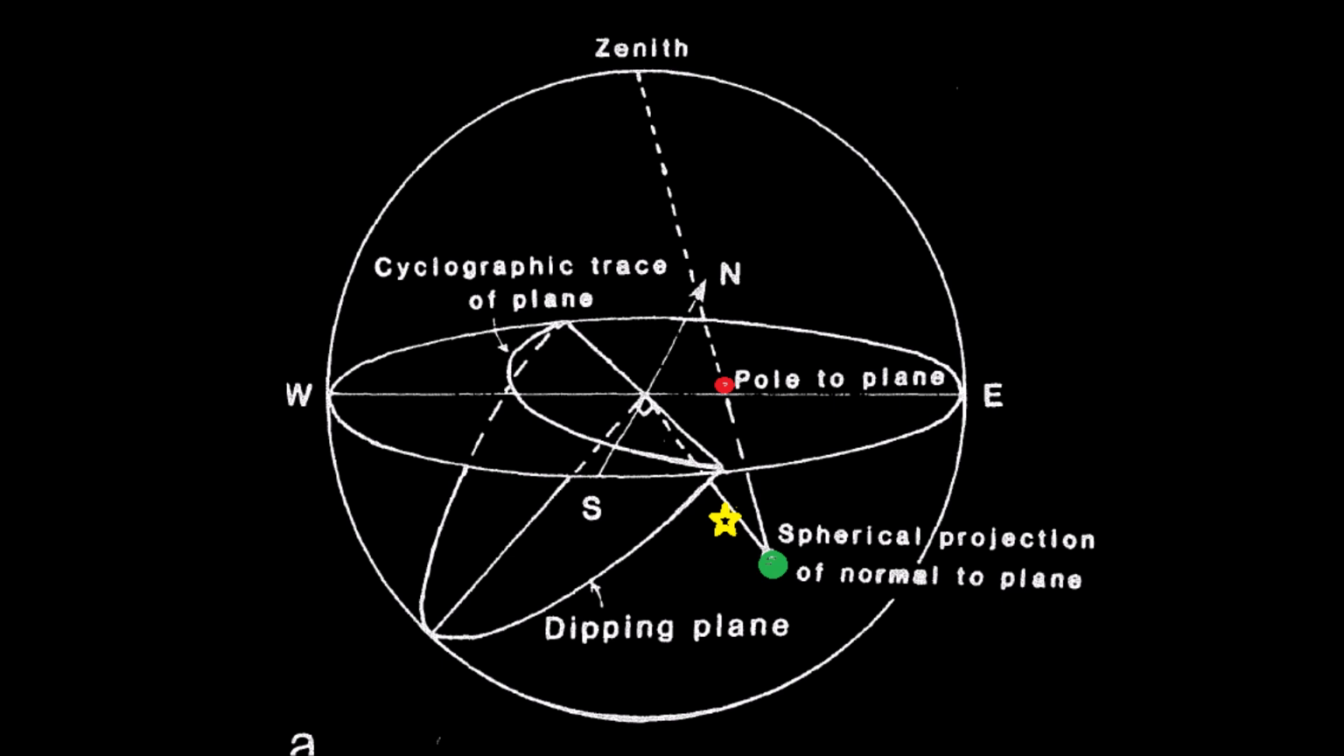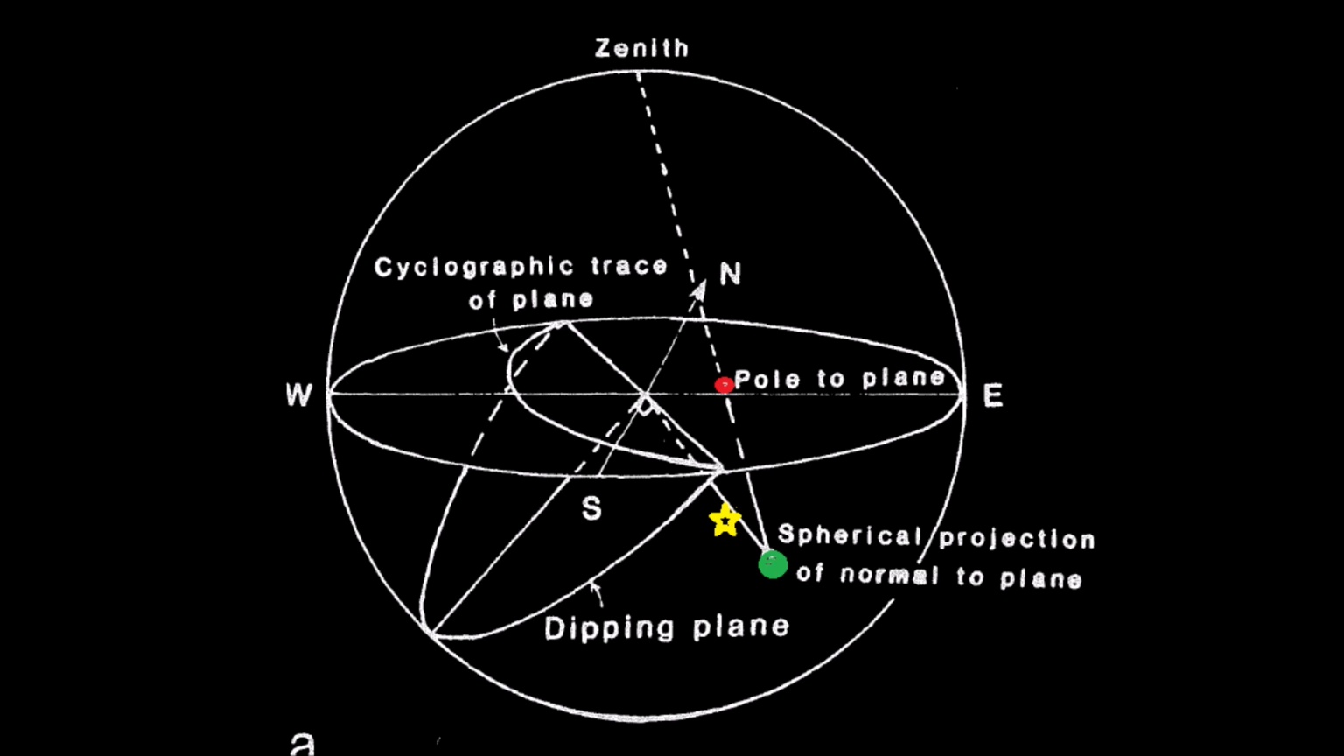So we have a dipping plane and a line which is designated by the yellow colored star in this picture. When that yellow star line strikes the lower hemisphere, we get a green point, and on joining that green point with the zenith, we get the pole to the plane. So this is the pole to the dipping plane.